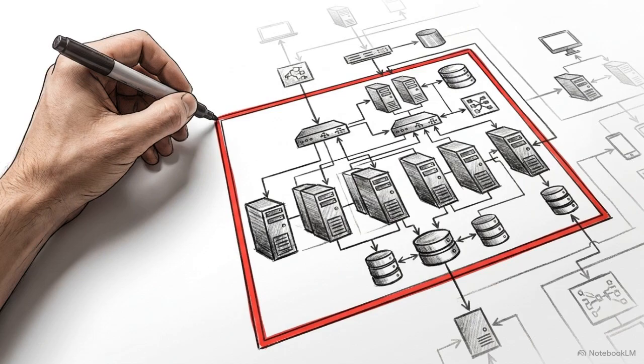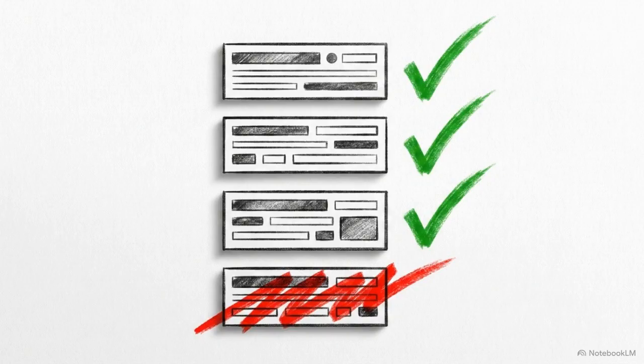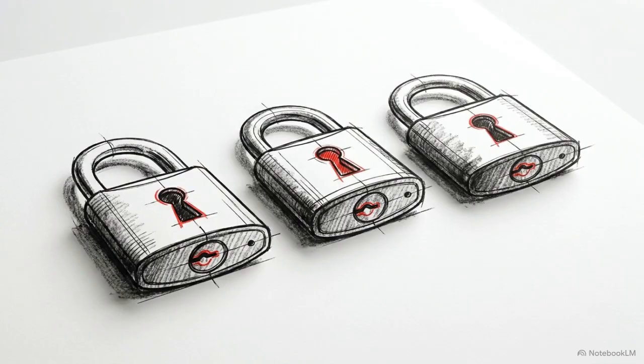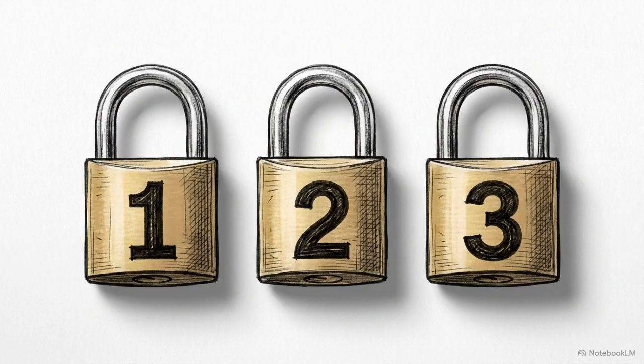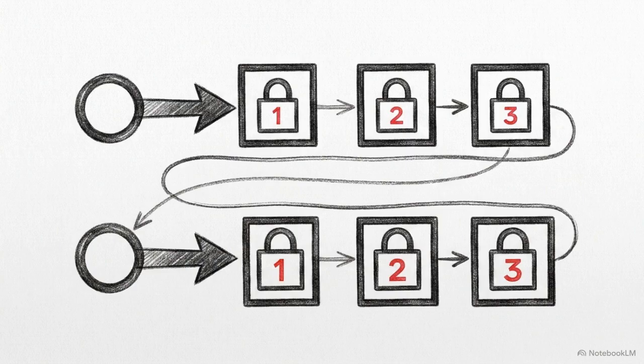This involves architecting the software to ensure at least one of the 4 necessary conditions for deadlock can never be met. Lock ordering is the most common prevention strategy. All resources are assigned a strictly increasing numerical sequence. By forcing every thread to request locks in that exact order, a circular wait becomes geometrically impossible.